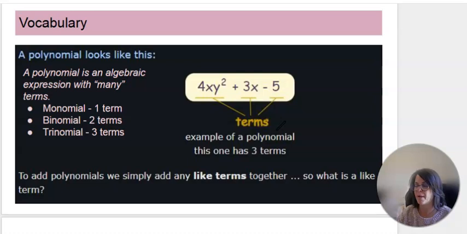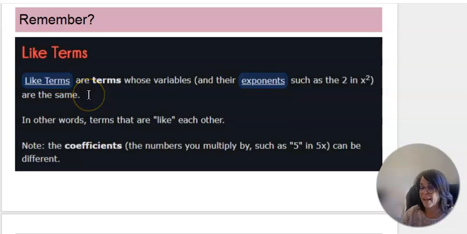But do you remember what it means to be a like term? Like terms are terms whose variables and their exponents are the same. In other words, they're terms that are literally like each other. For example, 2x and negative 3x are like terms because they both have a plain x.